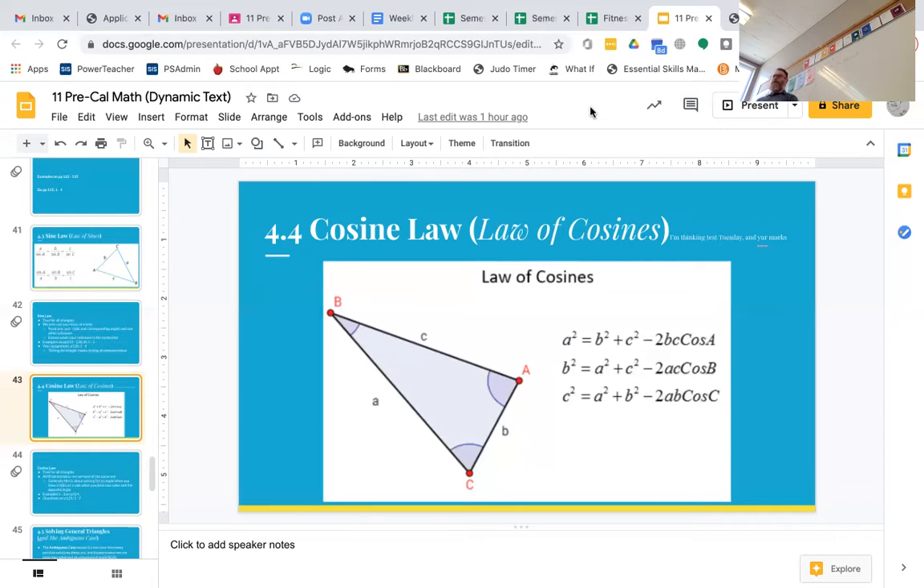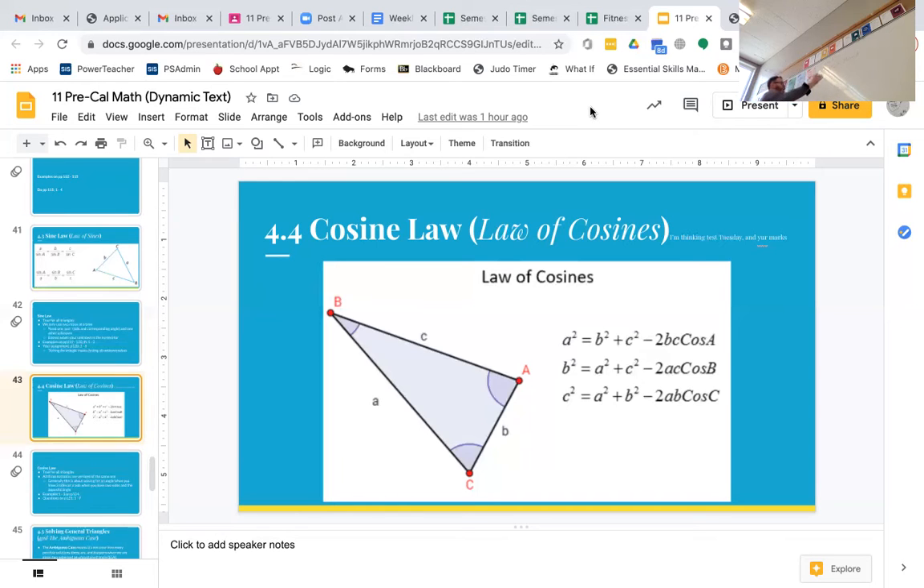All right, so what this means is you will be using this formula if you need side A or angle A. It's going to be one of those two things.